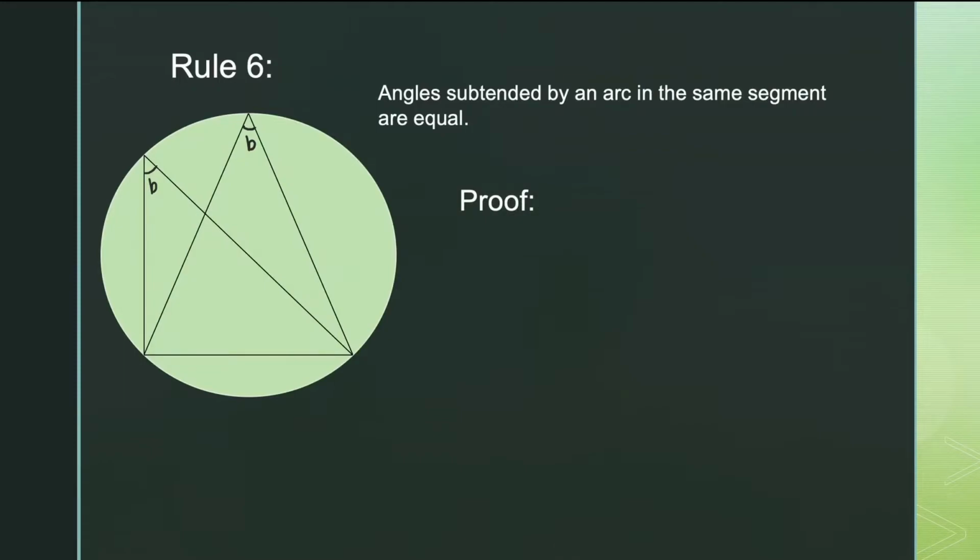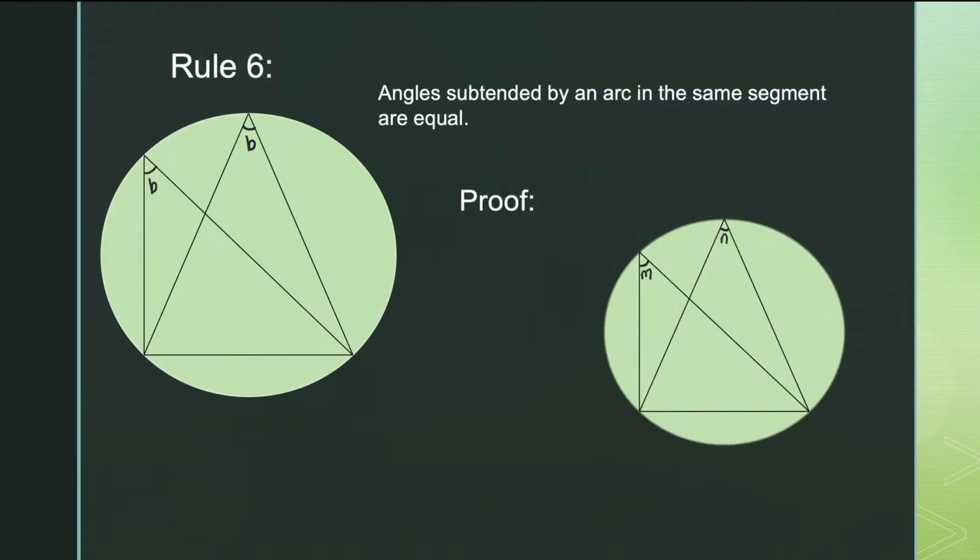So now for the proof for this one. First, let's draw two angles subtended by an arc in the same segment. Here it is, and let's call these angles M and N. Okay, now to be able to work with them, we can link back to rule 5 and draw angle X subtended at the centre of the circle from the same arc as M and N.